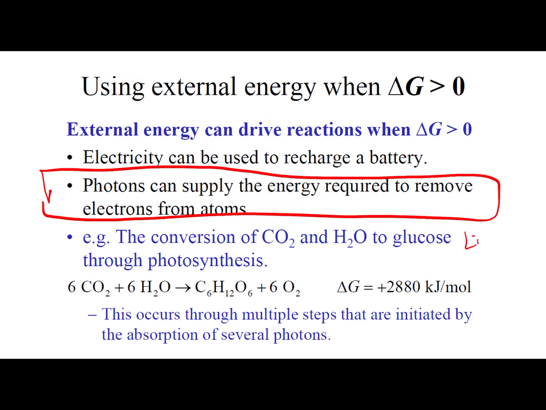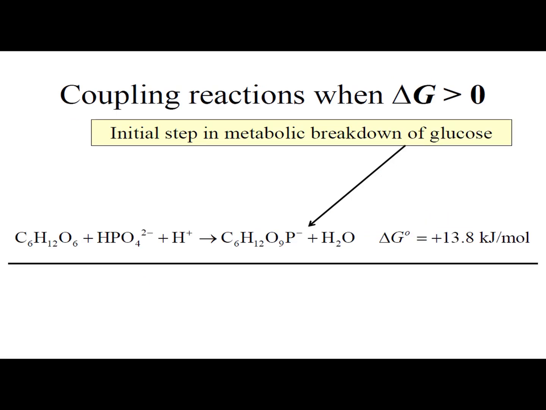The conversion of CO2 and water to glucose, if you remember from studying photosynthesis, you have the light reaction and the dark or non-light dependent reaction. The purpose of the light reaction is to make ATP to fuel the synthesis of glucose. And so a great example of photons supplying the energy, an outside source providing the energy for a non-thermodynamically favorable process. Reactions can also be coupled together when the delta G is greater than 0.